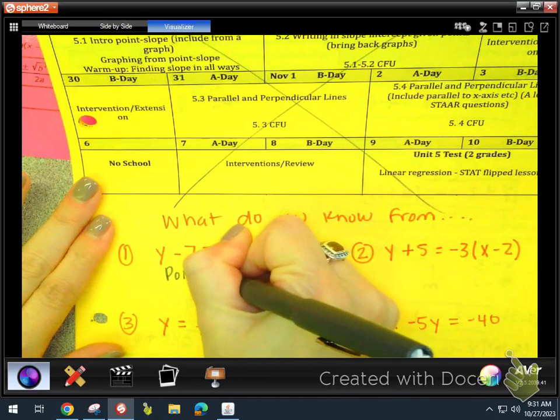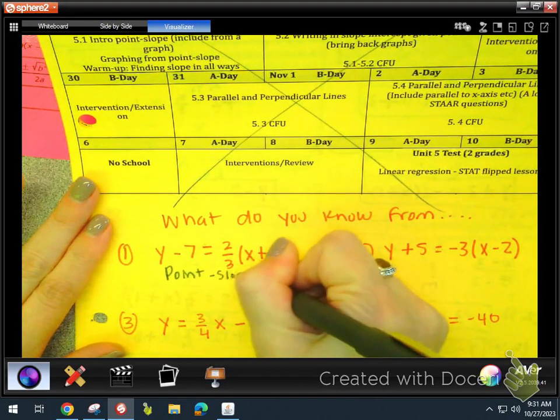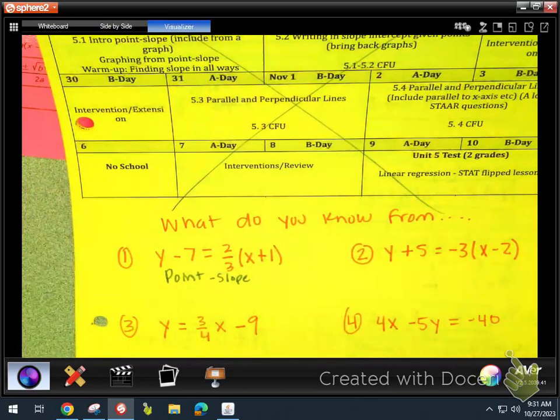Because it has parentheses. It's just in that form. This is our point slope form. So again, I want you to think about the name. What can you see when it is in point slope form? The numbers. There are parentheses. What form is it? Slope. So what can you see? The point. A point and the slope. Okay? What's your slope?